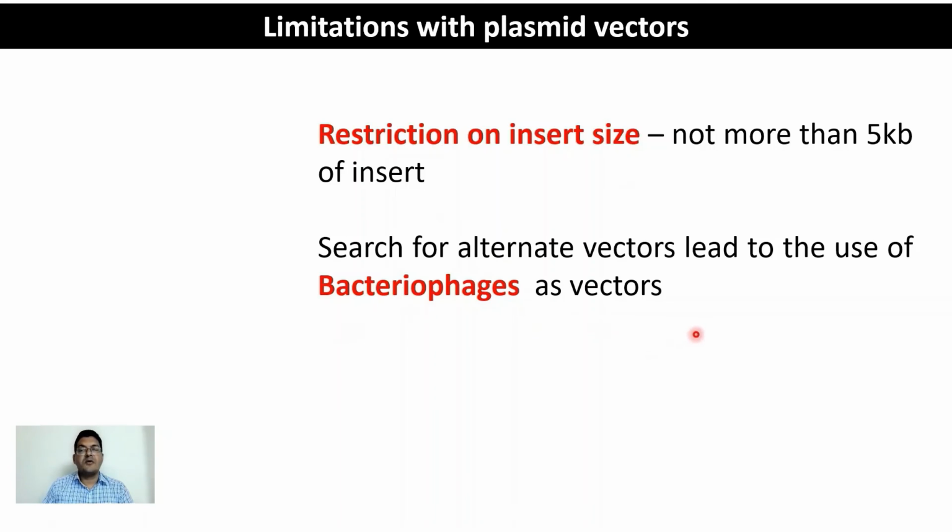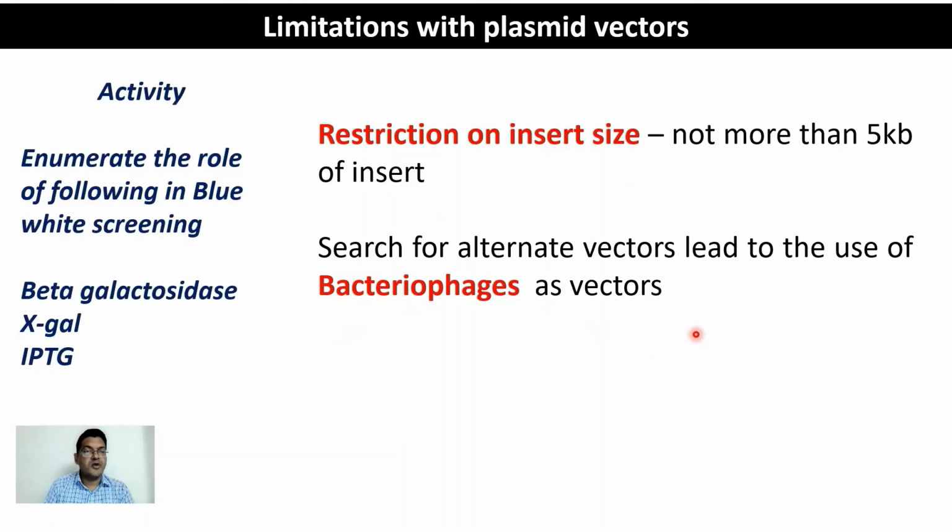But before we close this one here, I want you to again do an activity and enumerate for me the role of the following in blue-white screening: beta-galactosidase, X-Gal, and IPTG.